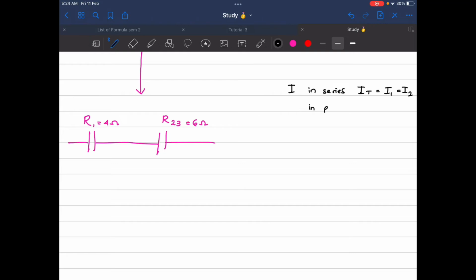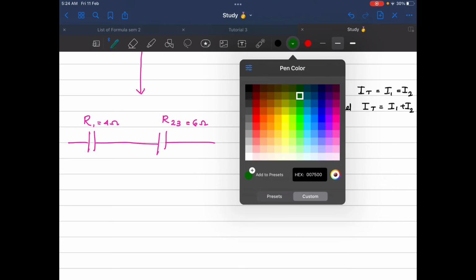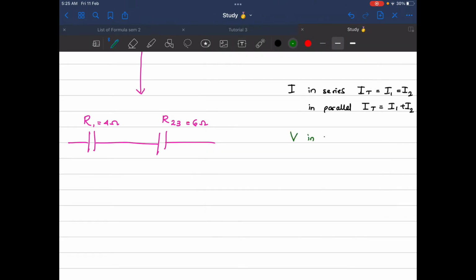If in parallel, it will be the sum. This is an example. And then if we have voltage in series, it will be the sum. If voltage in parallel, it will be the same. Okay, so how do I take this property to here?